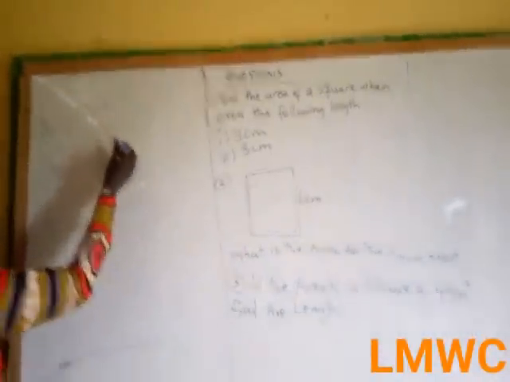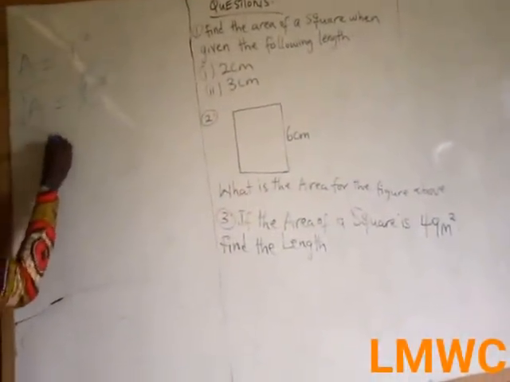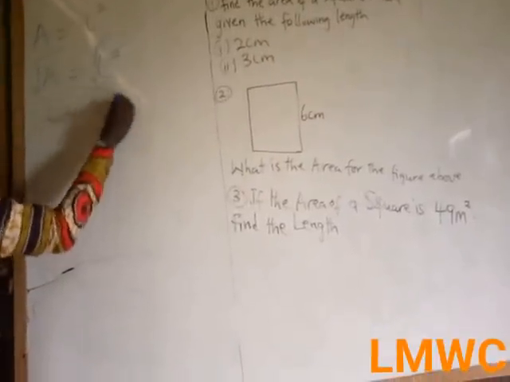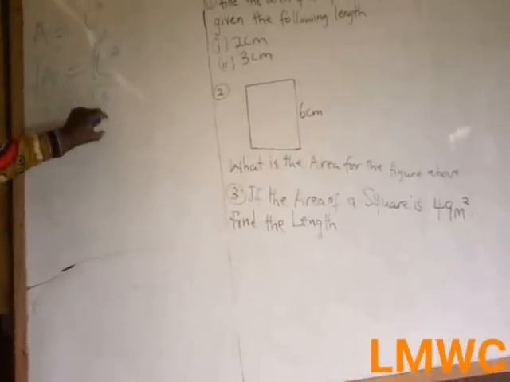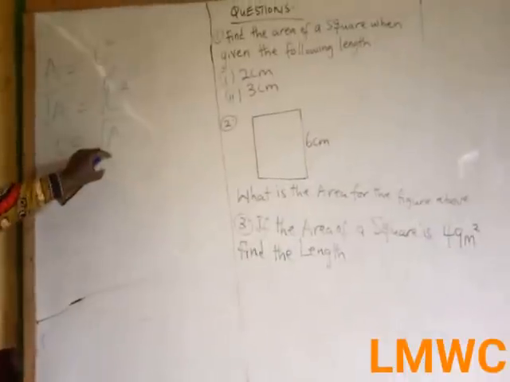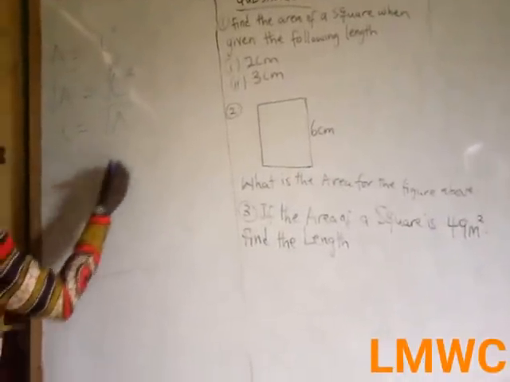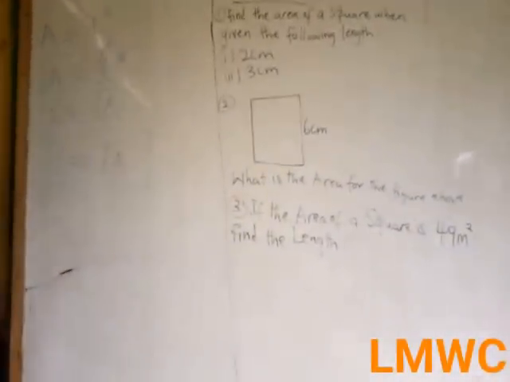So A is equal to L squared. You square root here and you square root here, so that the square will cancel the square root. So you have L is equal to square root of A. Always, if you are given the area and you have been asked to find the length, this is the formula. The formula is L is equal to square root of A. Take note, that's the formula.